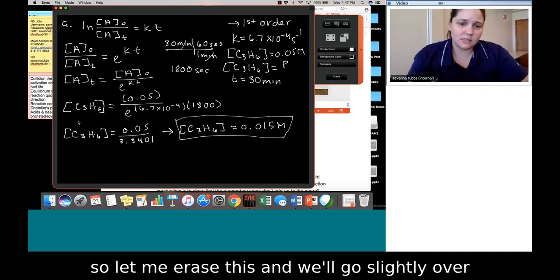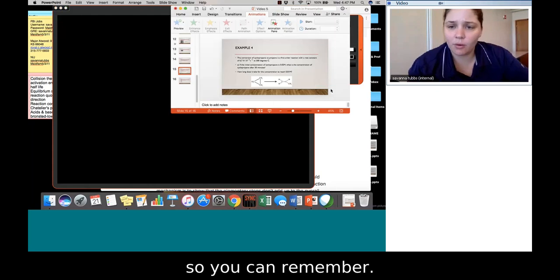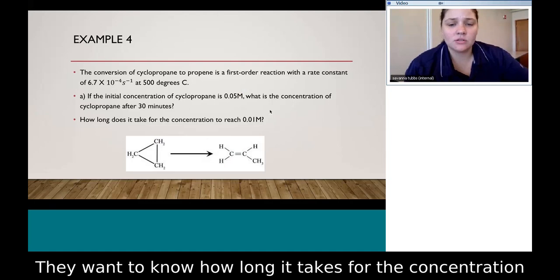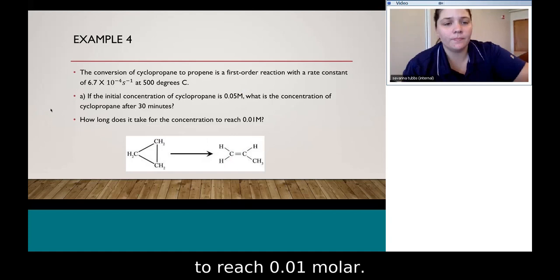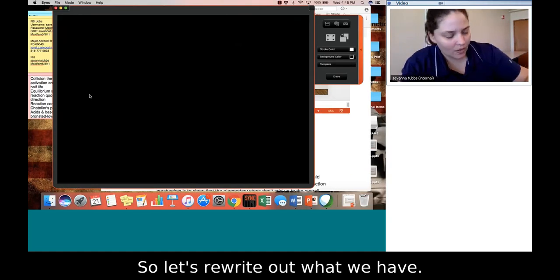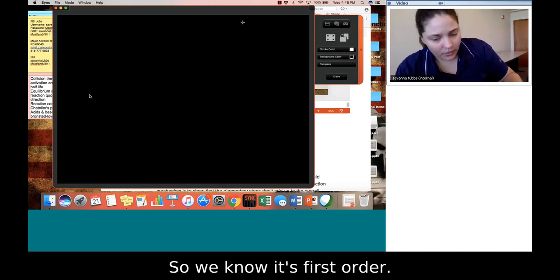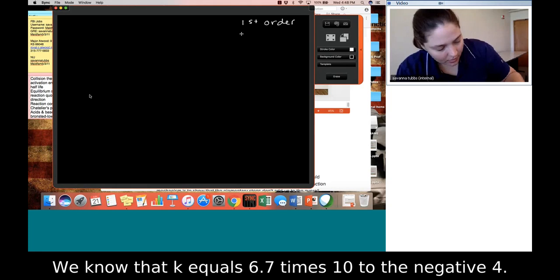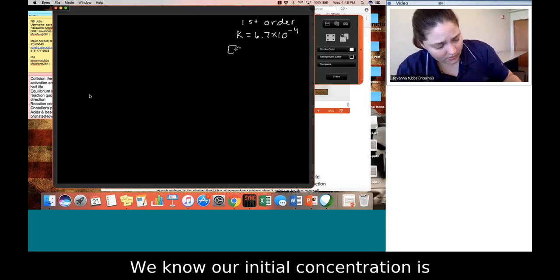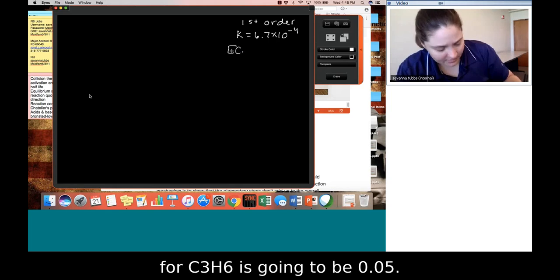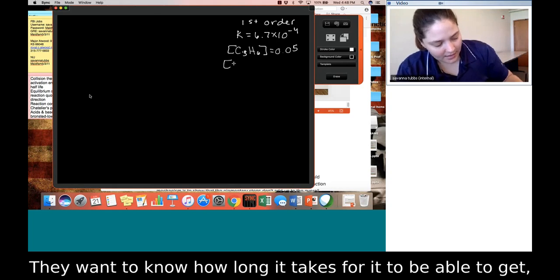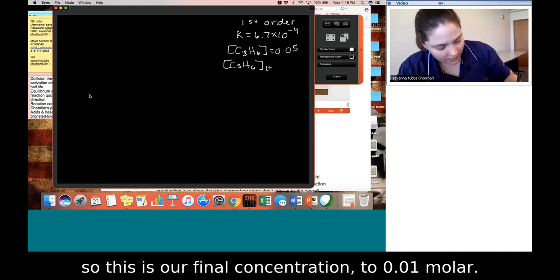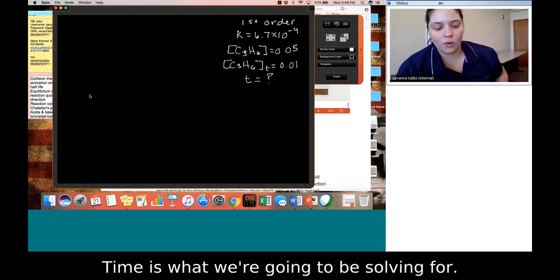Now, for part B, let me erase this and we'll go slightly over so you can remember. They want to know how long it takes for the concentration to reach 0.01 molar. So now we're solving for time. So let's rewrite out what we have. We know it's first order. We know that k equals 6.7 times 10 to the negative 4. We know our initial concentration for C3H6 is 0.05. They want to know how long it takes to get to our final concentration, 0.01 molar. And we don't know time. Time is what we're going to be solving for.